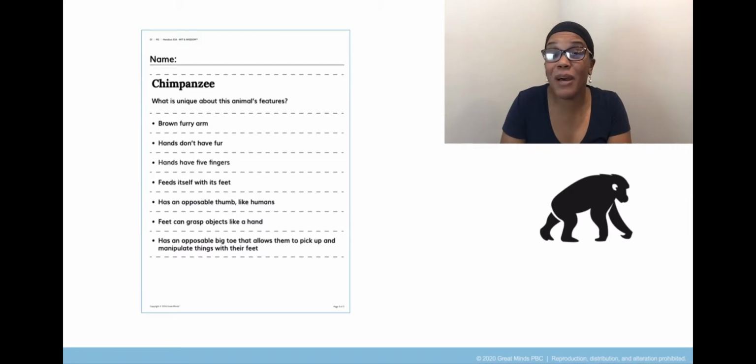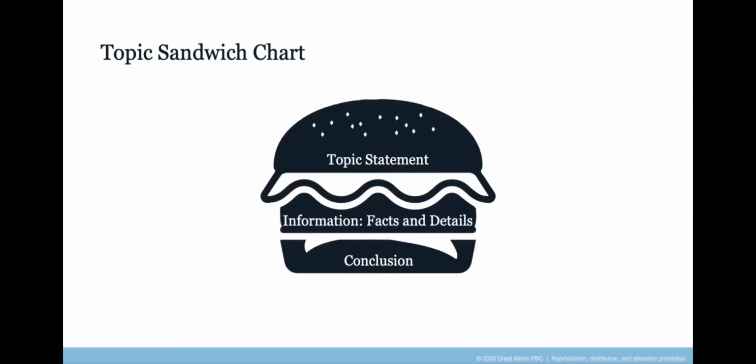If you're writing about the chimpanzee, pause the video now and circle 2 details that you want to include in your paragraph. If you don't have the handout, that's okay. You can just copy the details from this handout and write them in your journal. Next, we'll think about where these details will fit in your paragraph. Take a look at our topic sandwich chart. Now, point to the part of the topic sandwich where your details will go.